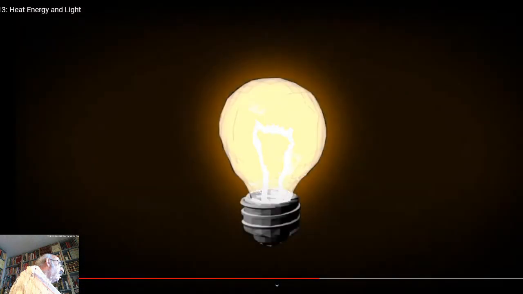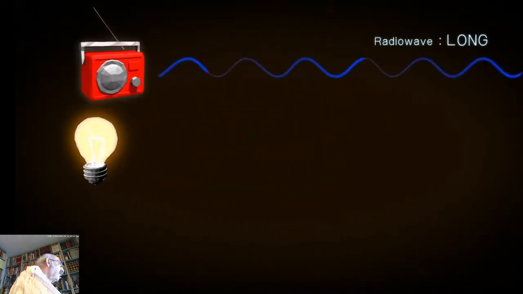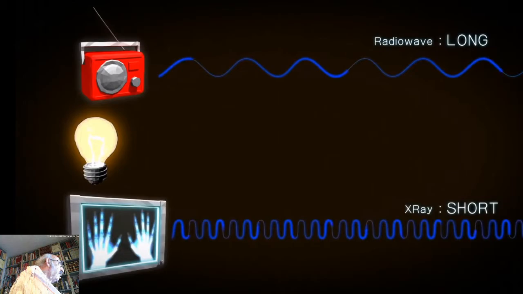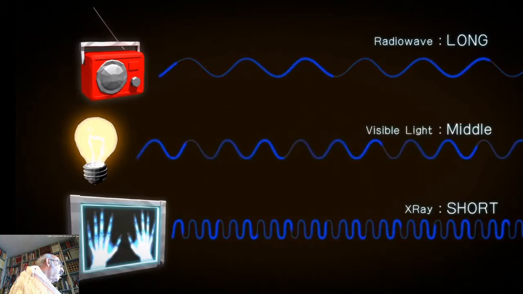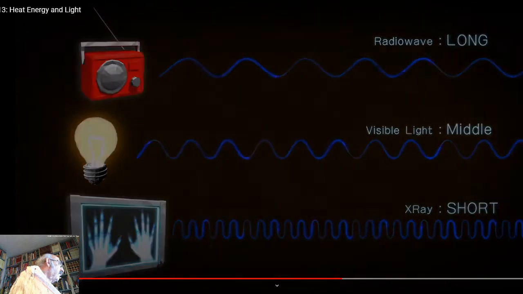The only thing that makes one kind of light different from another is its wavelength. Radio waves have long wavelengths, while X-rays have short wavelengths. And visible light, the kind you can actually see, is somewhere in between. Radio waves, we can't see them. X-rays, we can't see them. We only can see middle wavelengths of light.